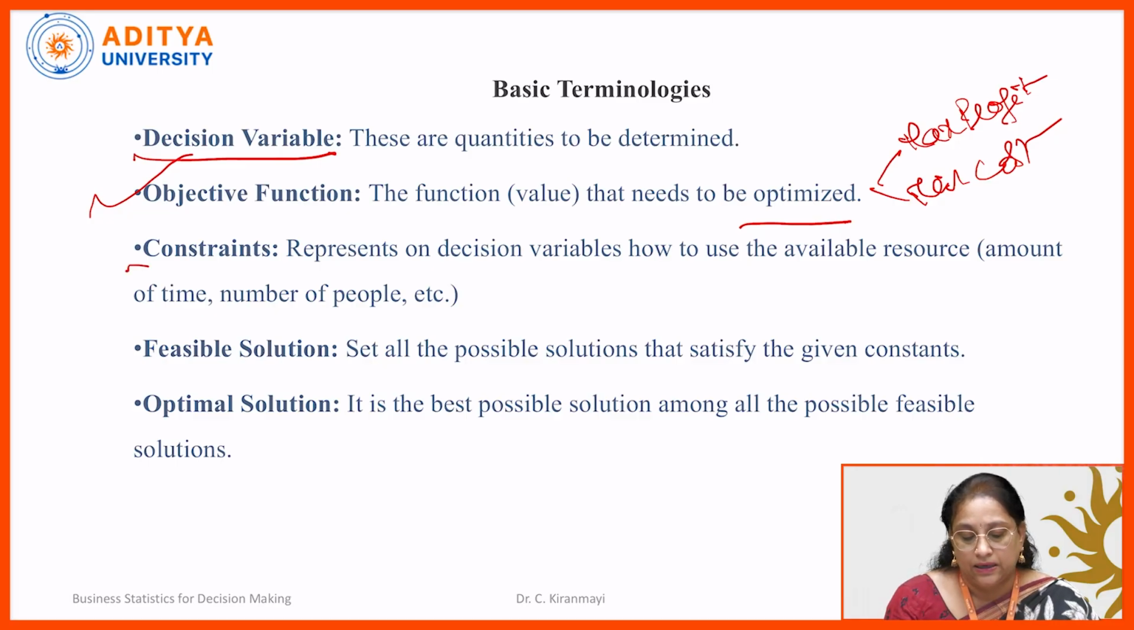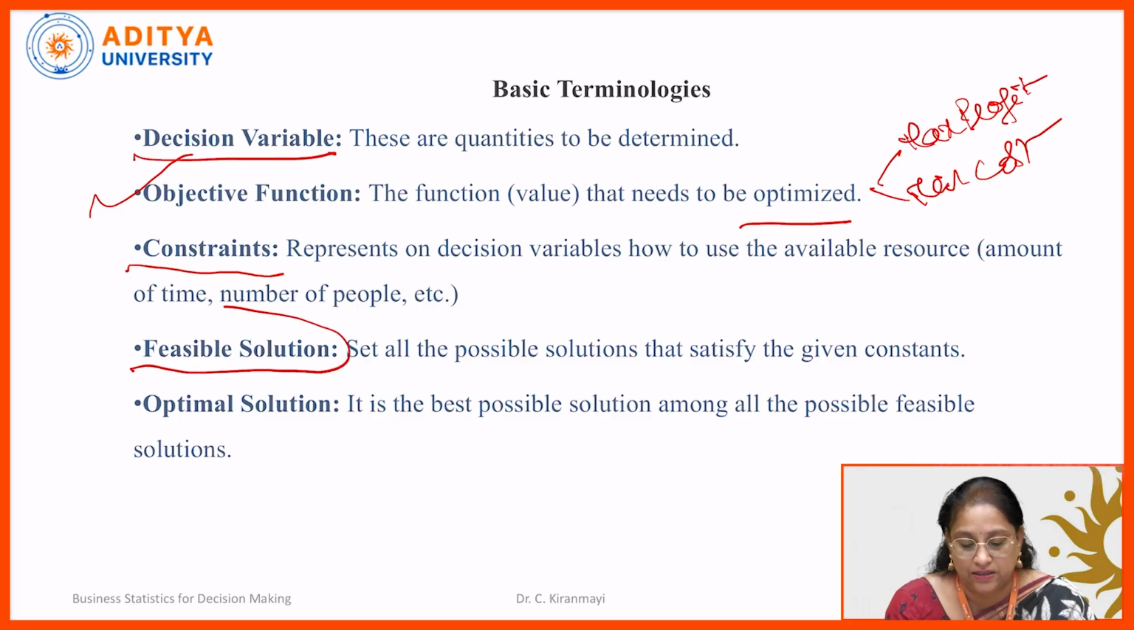And next, constraints, that is conditions. Already we have understood that business organizations deal with limited resources, that is scarce resources which are limited in nature, which are not available abundantly. These scarce resources are to be allotted across different competing activities. Formulation of these conditions in terms of the given limitations is called constraints.